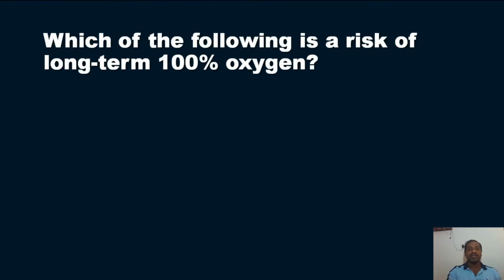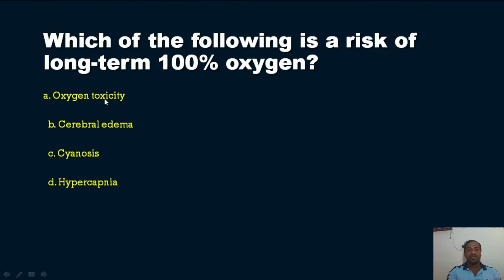Which of the following is a risk of long-term 100% oxygen? Your options are: the first one is oxygen toxicity, the second one is cerebral edema, the third option is cyanosis, and the final option is hypercapnia. It's an important question and it is repeatedly asked. So what is the answer? The answer is oxygen toxicity.